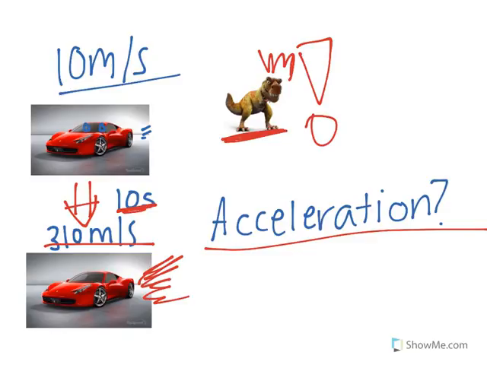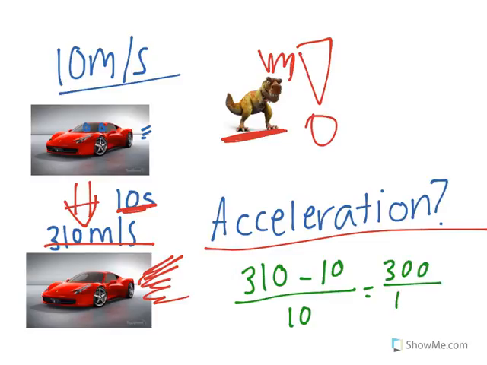Now let's work through it together. Your final velocity, 310 meters per second, minus your initial velocity, 10, divided by the time, 10 seconds, is 300 over 10, which is 30 meters per second squared. Oh, I'm sorry. Yep, that's right, 30 meters per second squared.